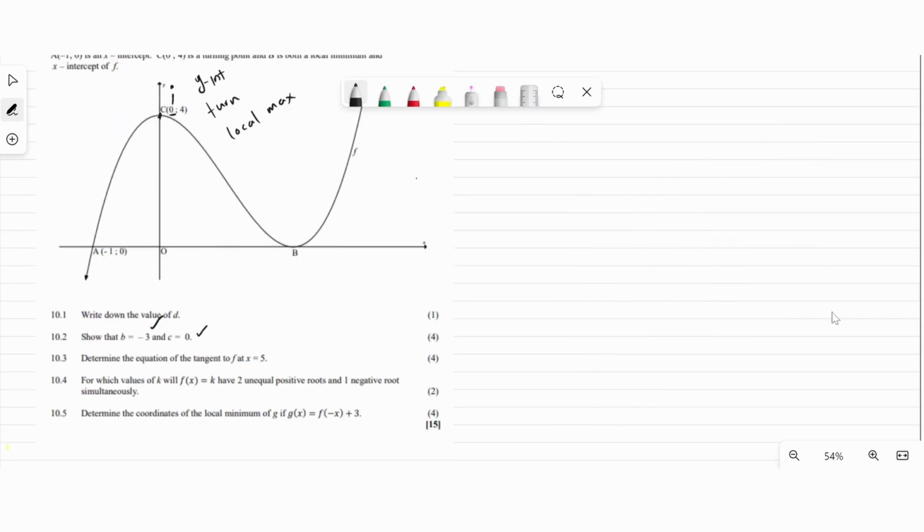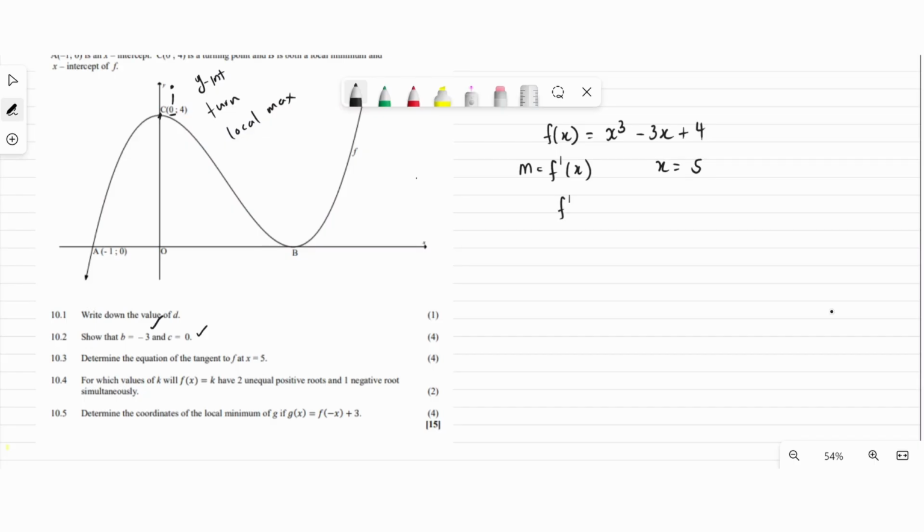Now 10.3 says determine the equation of the tangent to f of x at x equals 5, right? So we need to find the gradient at a point when x is equal to 5. So let's do that first. We know that our f of x is equal to x cubed minus 3x plus 4, substituting my b and c. So first we need to find the gradient at the point, so we need to find m. To find m, it is equal to f prime at a specific point, which in our case is when x is equal to 5. So let's find f prime first.